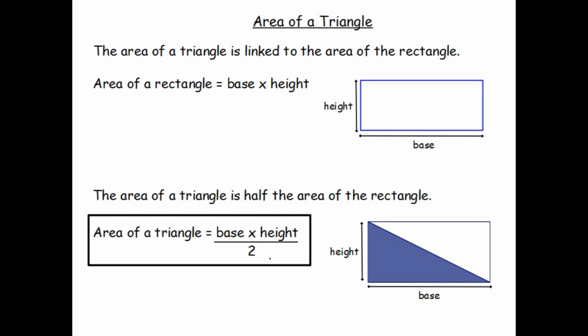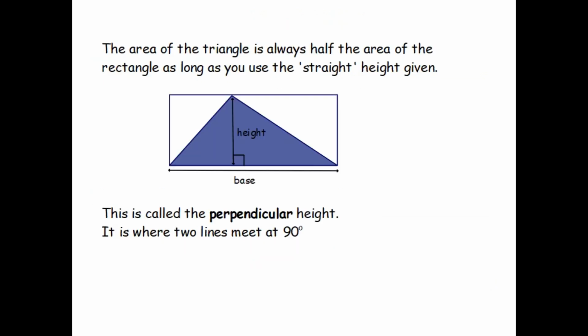Now, as you can see, we can write it like this. So you've got your base times height on the top, and then we go all over 2, because we know that fraction line means divide. So base times height divided by 2. Now, this is the case for any triangle.